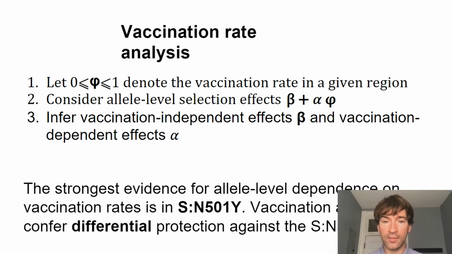So in particular, one has access to vaccination rates in different regions and how that vaccination rate has gone up over time. So we can imagine a model that is similar to the model I described earlier, but now it has twice as many allele selection coefficients. We still have a vector of allele level selection coefficients beta that are going to be assumed to be vaccination independent. But now we're going to introduce 3,000 vaccination dependent effects alpha that are modulated by the time local and region local vaccination rate, which here is denoted by phi. And then we can try to infer beta and alpha from the data.